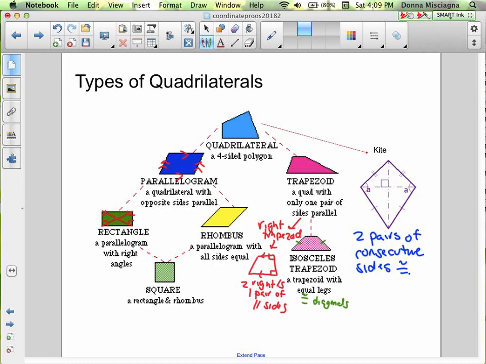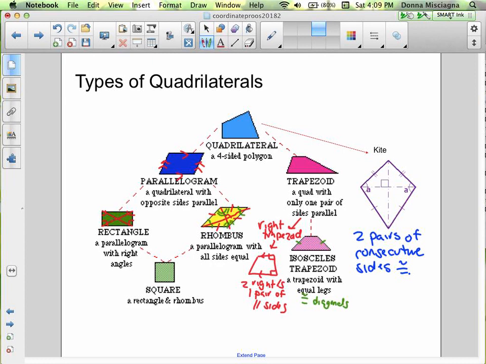A rhombus is a parallelogram. So again, all the features of a parallelogram, but this is a parallelogram that has four congruent sides. So not only are the opposite sides congruent, all of the sides are congruent. Because it has four congruent sides, it has diagonals that are perpendicular. In other words, they meet at right angles. And those diagonals bisect the opposite angles. So these are all congruent as well.